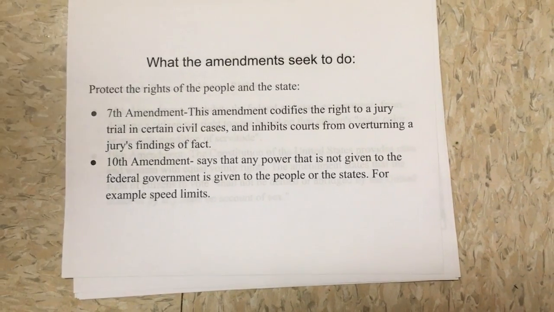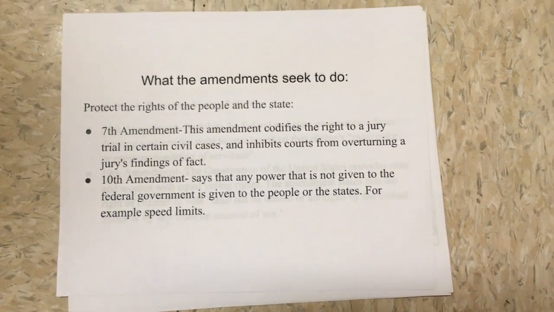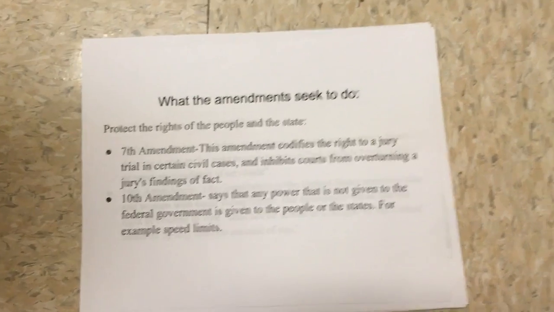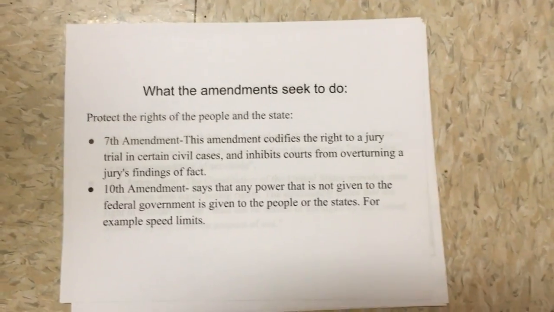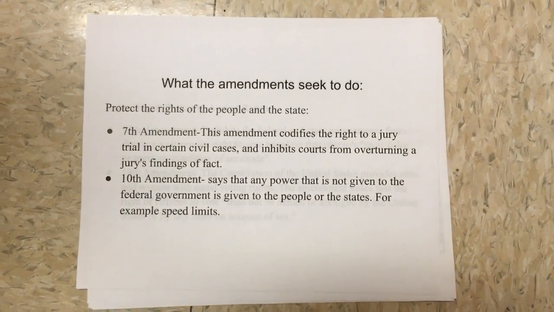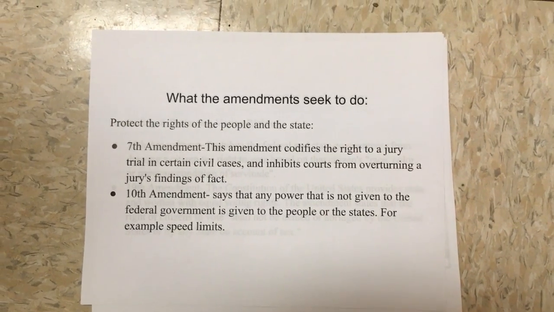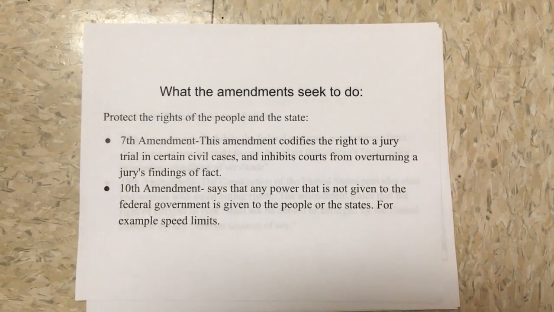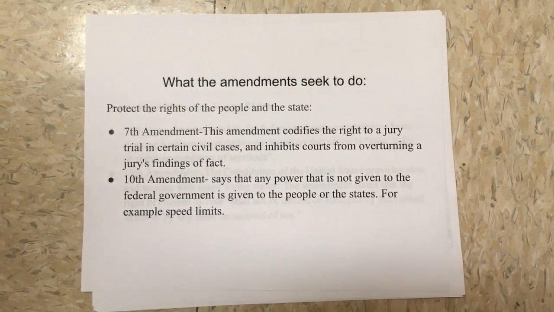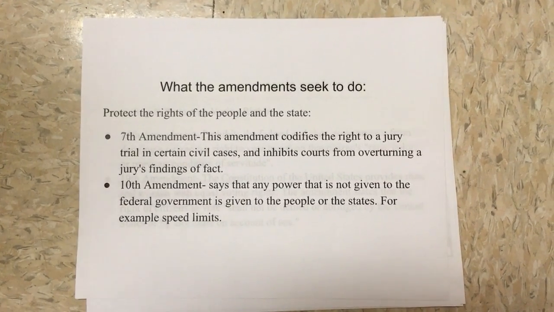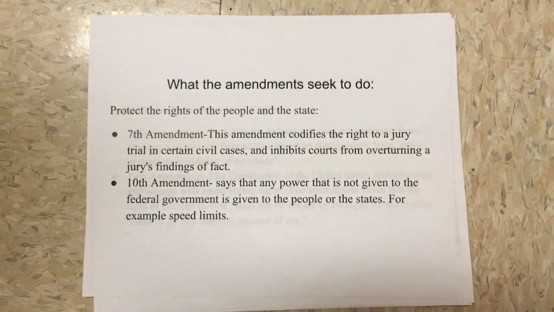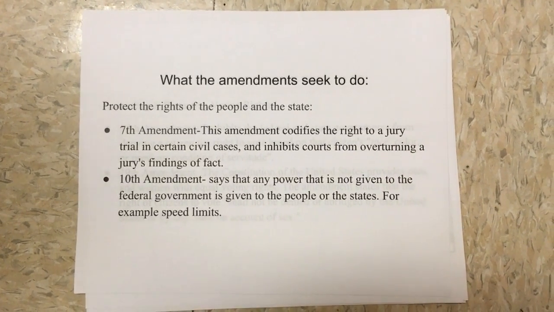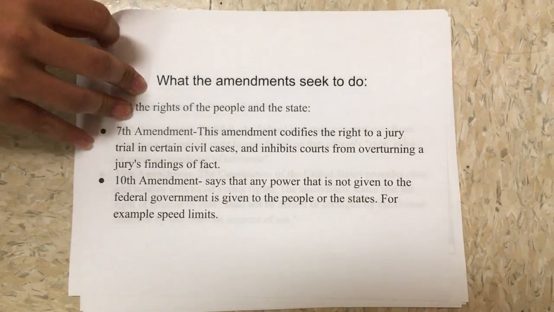The amendments protect the rights of the people and the state. The Seventh Amendment codifies the right to a jury trial in certain civil cases and inhibits courts from overturning a jury's finding of fact. The 10th Amendment says that the power that is not given to the federal government is given to the people or the states. For example, speeding limits.